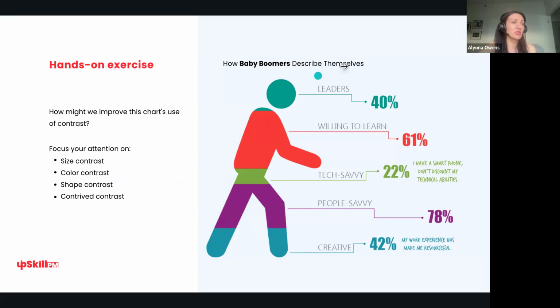So how baby boomers describe themselves? 40% describe themselves as leaders, 60% willing to learn, tech savvy 22%, people savvy 78%, and creative 42%. These numbers don't have to add up to 100, right? You could be saying, I'm willing to learn, and then I'm also a leader, and so on. It's sets of people, just like you were talking about pepperoni pizza and other toppings. You could be a mash of different things.